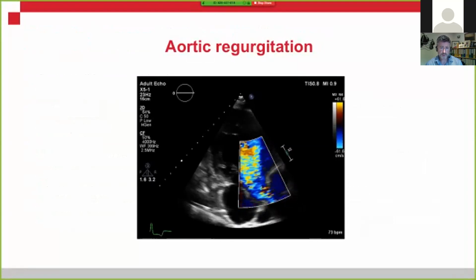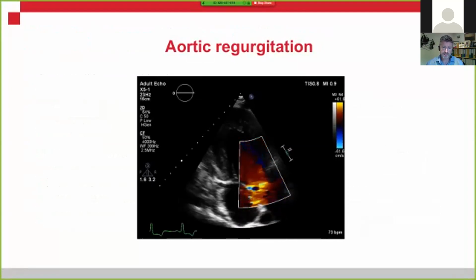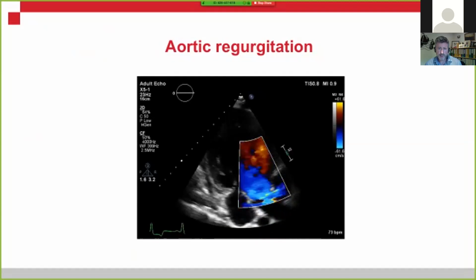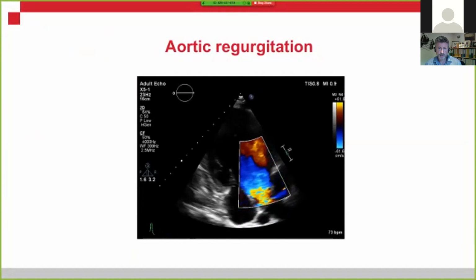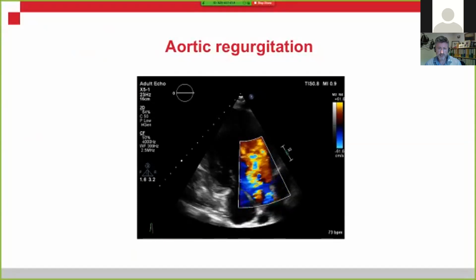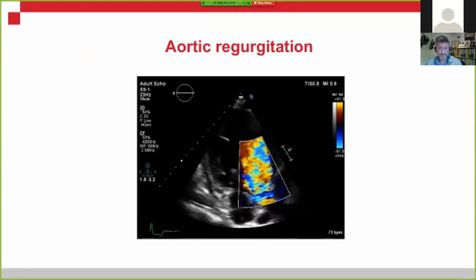So these are the typical features you see in aortic regurgitation. This is just in a patient with severe aortic regurgitation in the three-chamber view. You can't really make out the left ventricle particularly well, but it appears to be mildly dilated, although the function looks relatively well preserved at this stage.